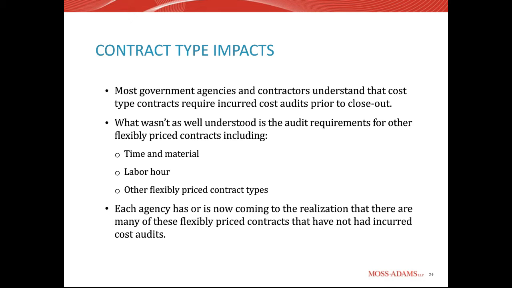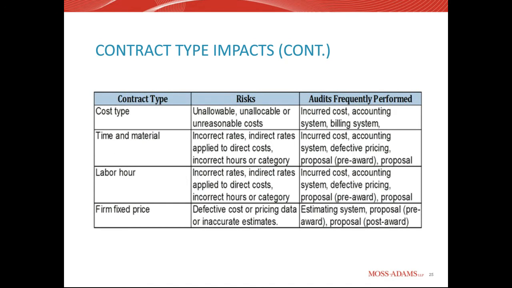So then I wanted to talk a little bit about these particular contract types and the type of risks, and then the audits that would frequently be performed. And in the past, I think the focus was on the first item here, the cost type contract. So we know that there's the risk of unallowable cost, especially in the indirect rates. We know that there's unallocable or unreasonable costs, so the allocation of the cost is a major factor. And then the audits that are frequently performed would be the incurred cost audit, but also accounting system audit, billing system audits, and others.